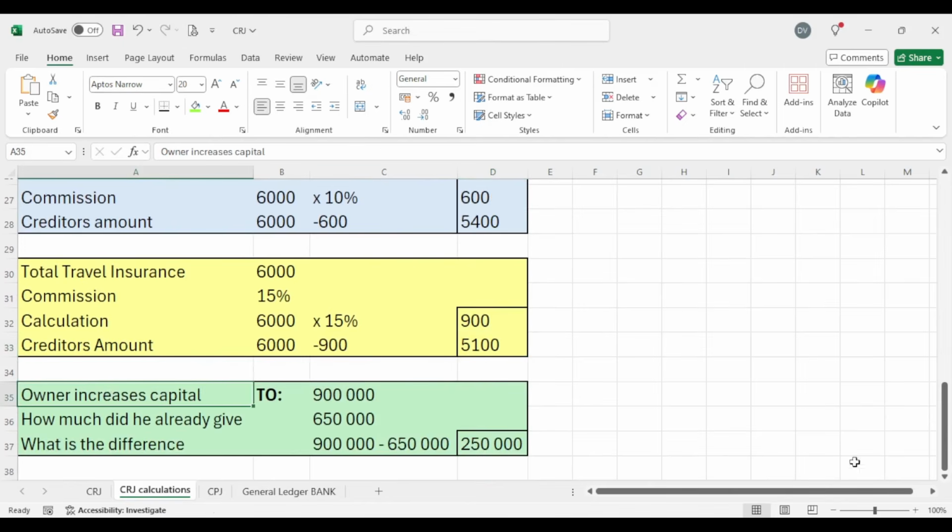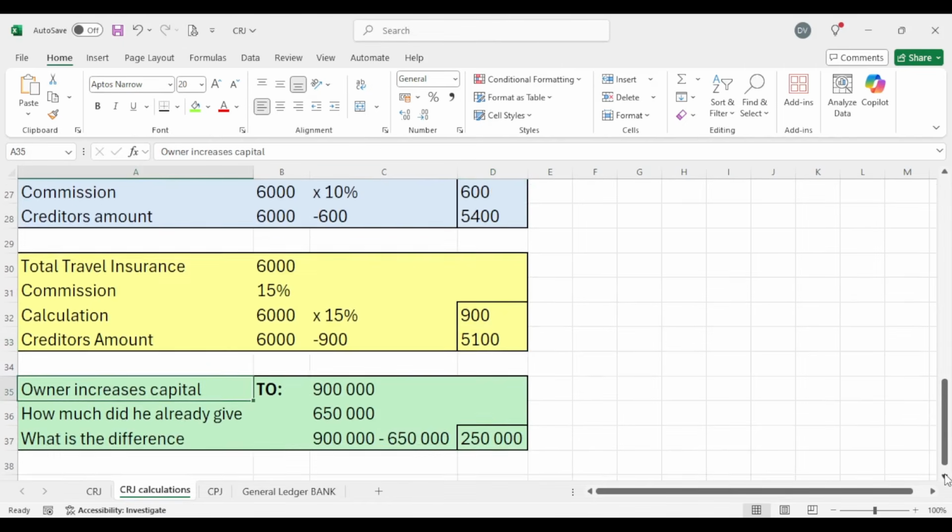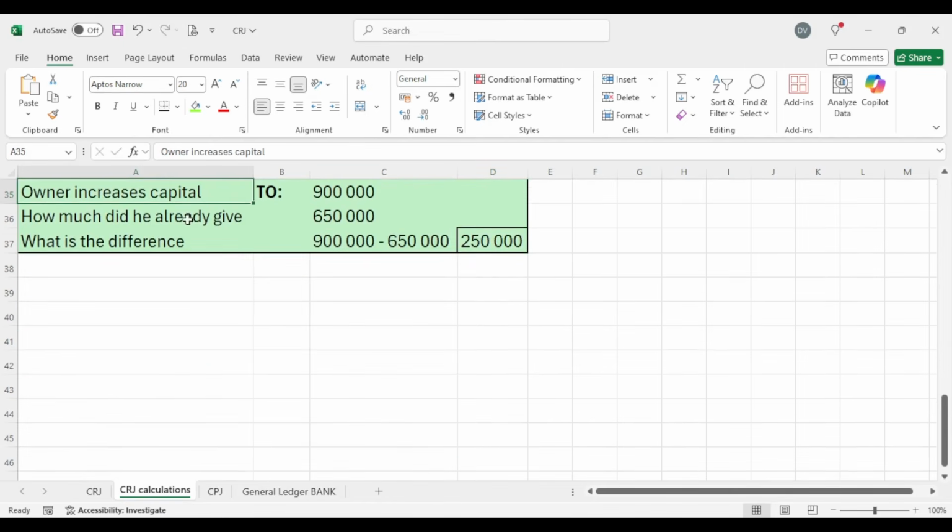Owner increased capital to 900,000, but how much did he already have? He already gave 650,000 Rand, meaning that in order for him to increase his capital to 900,000, he simply needs to pay in the difference. So you're going to take 900,000 minus what he's already got, gives you 250,000 Rand.